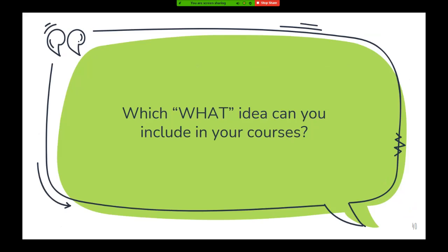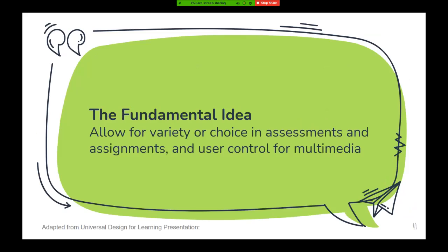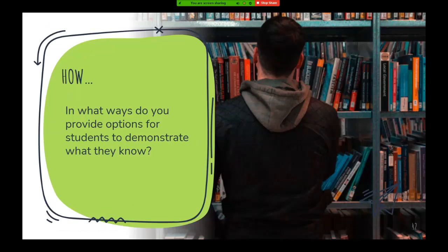And I am going to move on to the how, that how bucket of universal design for learning. And the fundamental idea here is to allow different ways of organizing, planning, performing, and expressing. So this allows you to provide options for physical action, options for expression and communication, and options for executive function. So what ways do you provide options for students to demonstrate what they know?